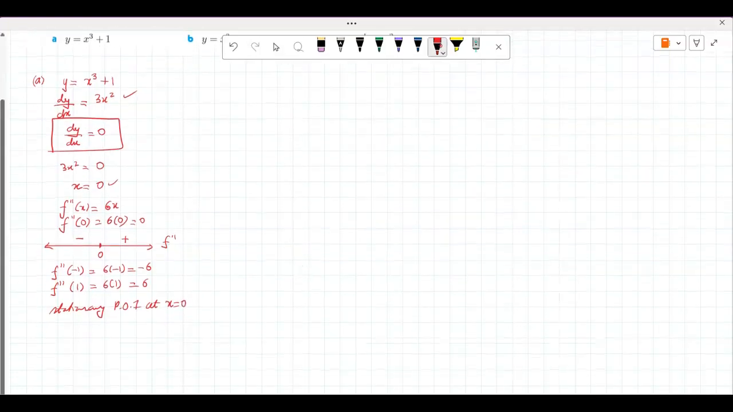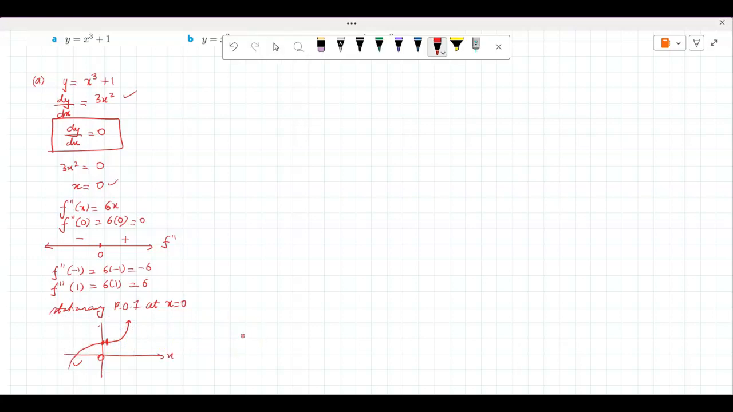How do you sketch this graph? So this will be 1. This is 1, no? Because your x cube graph is translated 1 unit up. So this is your point of inflection at 0. This should come exactly here. Correct? This is the x-axis, this is the y-axis, and that's how your graph will be.